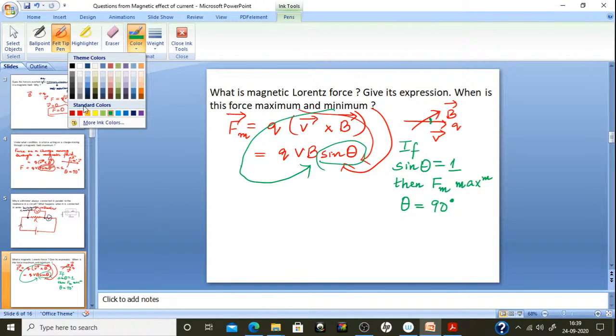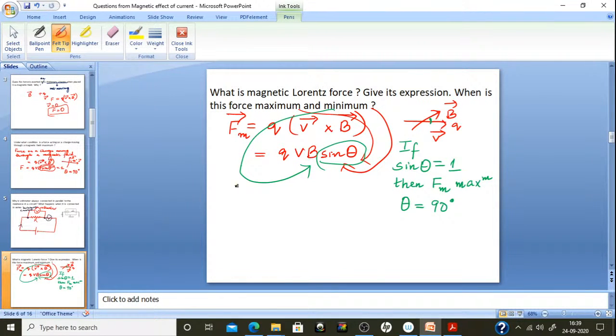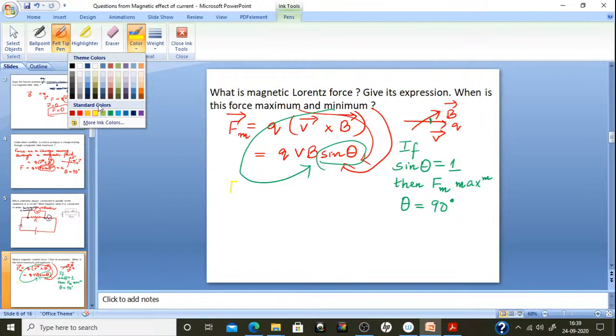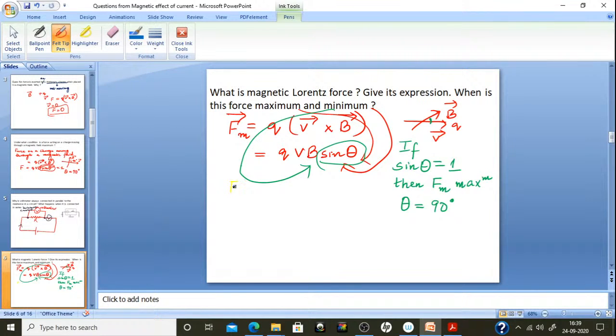So, for minimum, sine theta should be how much? Sine theta should be 0. Okay. The force will be minimum if sine theta is 0. Now, when is sine theta 0? Sine theta will be 0 when theta is 0 degree or 180 degree. Okay. Now, what is the meaning of 0 degree? 0 degree means both the particle and the magnetic field are in the same direction.